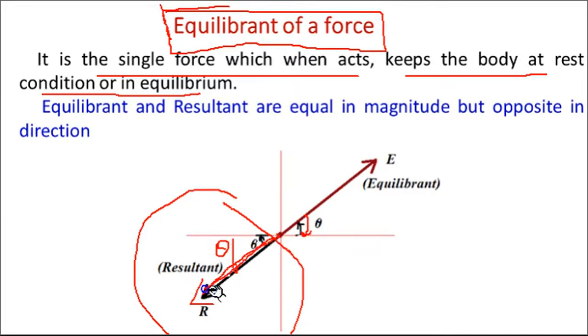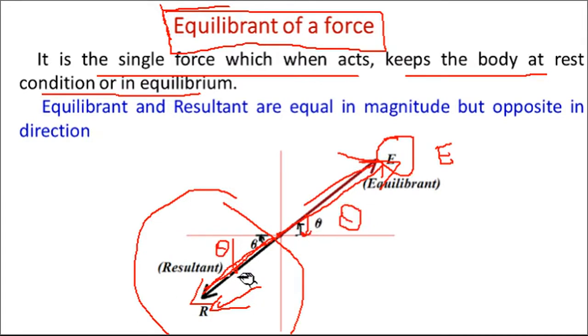Here, as R is there, with the same magnitude you have to apply this force, which is called the equilibrant. That is, the equilibrant and resultant are equal in magnitude but opposite in direction. If R acts here, then the force you act in the opposite direction will be E, the equilibrant. The angle will be the same. If this is theta, this will also be theta. So the equilibrant and resultant are forces having equal magnitude but opposite direction.